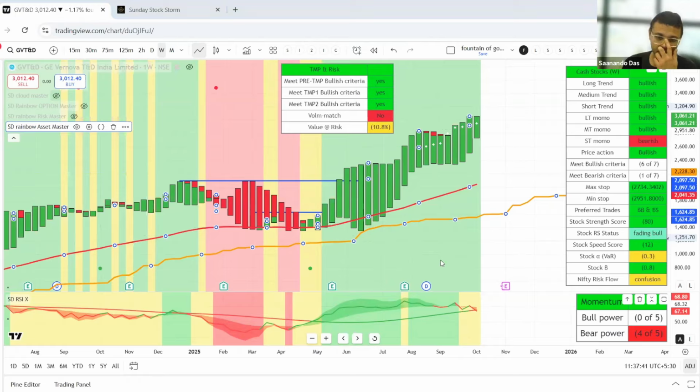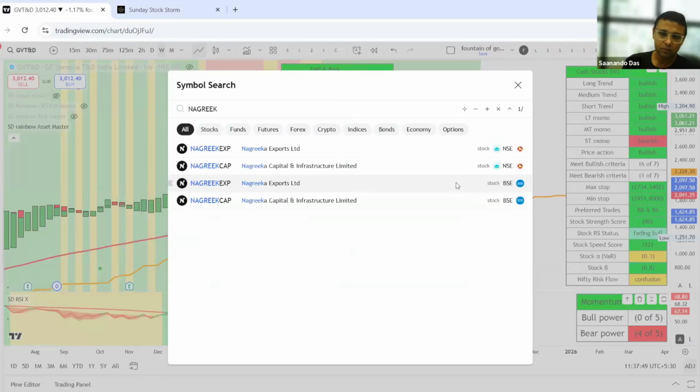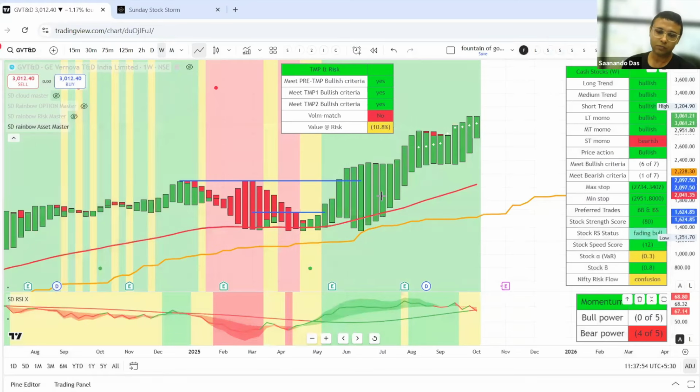Sequent Scientific and Nagrik Cap. Nagrik exports, okay, no, capital and infrastructure.